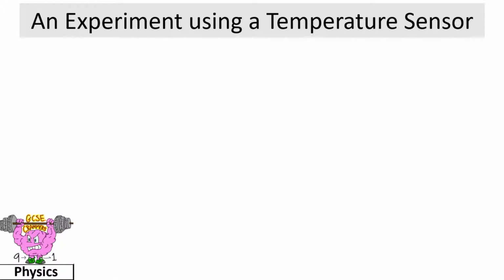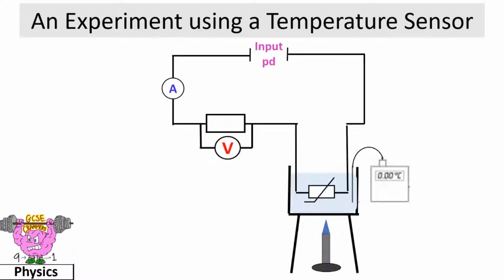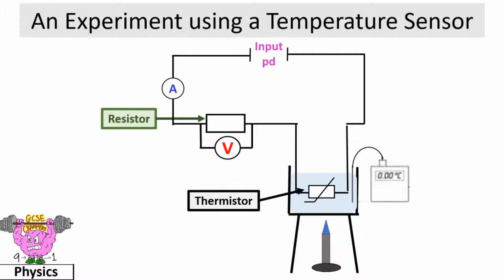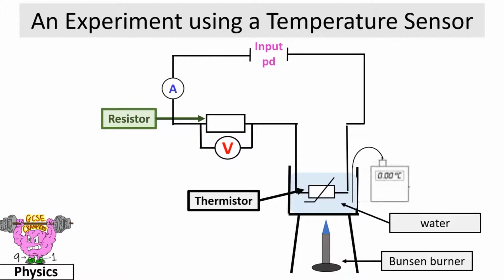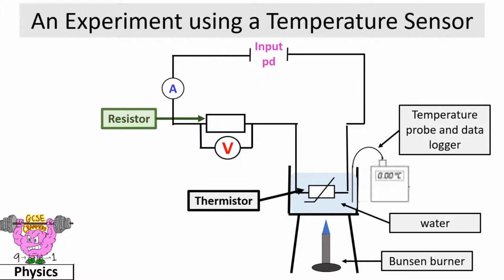An experiment using a temperature sensor. By just looking at this diagram, how can you tell in this experiment that this is a sensor circuit? It's because there is a resistor and a thermistor connected in the circuit. The thermistor is placed into the water and set to measure the temperature. The water will be heated slowly by the Bunsen burner. A temperature probe and data logger will record the increase in temperature. The reading on the voltmeter will change when the temperature of the water increases.